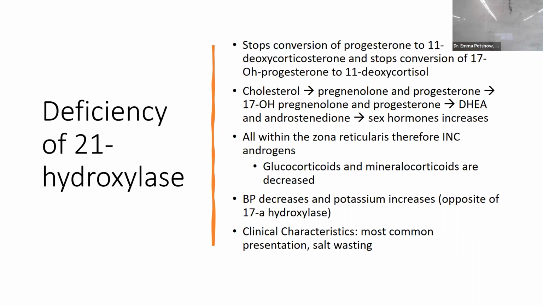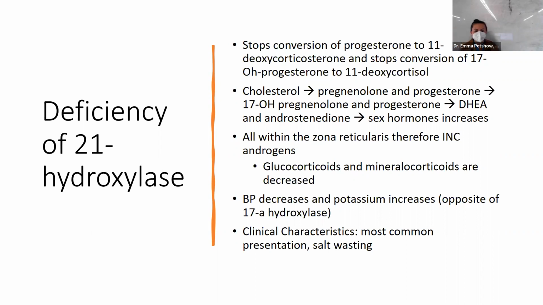Correct. You're going to have low aldosterone and low blood pressure. Your potassium is actually going to increase, the opposite of 17-alpha hydroxylase. Because when we had 17-alpha hydroxylase deficiency, we had an increase in blood pressure and a decrease in potassium. So we have the opposite effect because we have low aldosterone in this case. So the opposite effect is true.